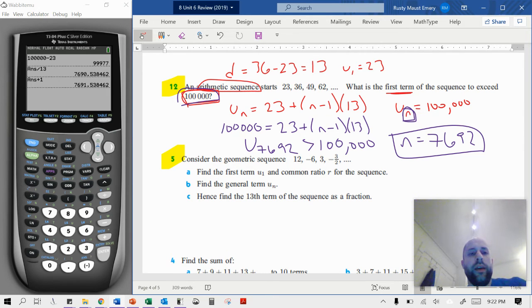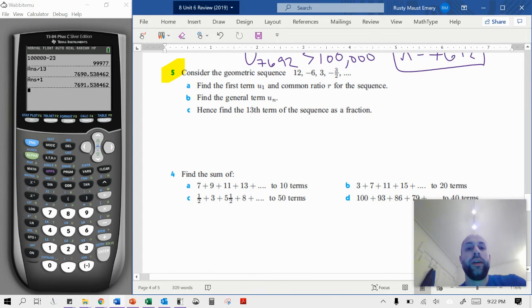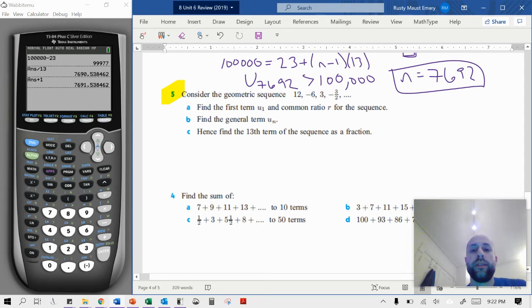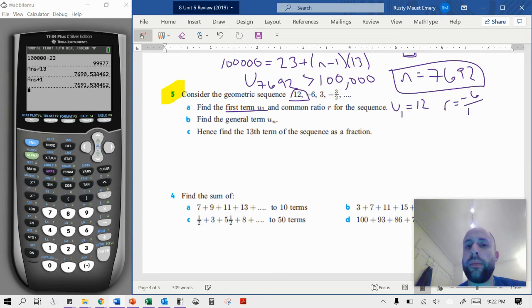Okay. Let's take a look at number 5 here, and I think we'll call it for this video. So number 5, the geometric sequence. Geometric sequence is 12, negative 6, 3. So find the first term, u sub 1, and common ratio for the sequence. First term is easy. It's literally the first term unless otherwise stated. So u sub 1 equals 12. Common ratio is taking any term and dividing it by the one before it. So negative 6 divided by 12 is negative 1/2.